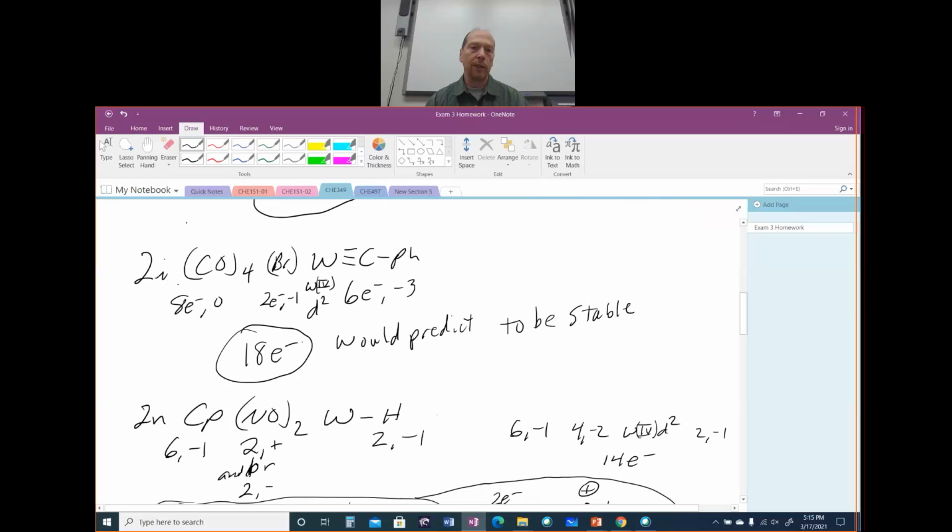2I was the next one. All right, so again, it is about this triple bond and how you count it. So anytime you have a triple bond metal to carbon, it will always be counted as a 6 electron minus 3. Bromine is a 2 electron minus 1. 4 COs, 8 electron 0.